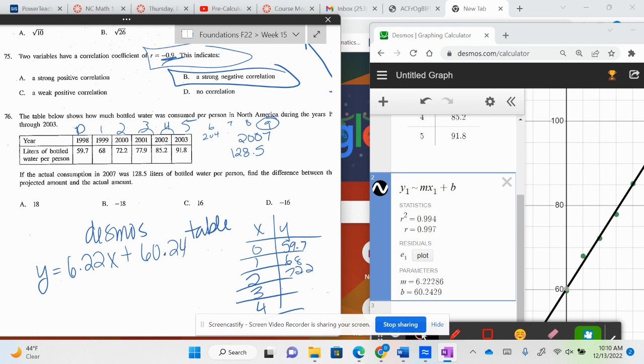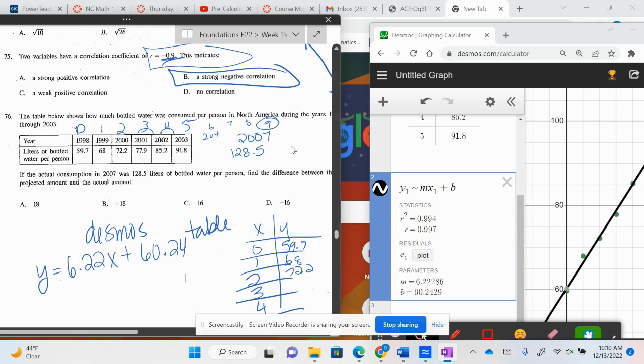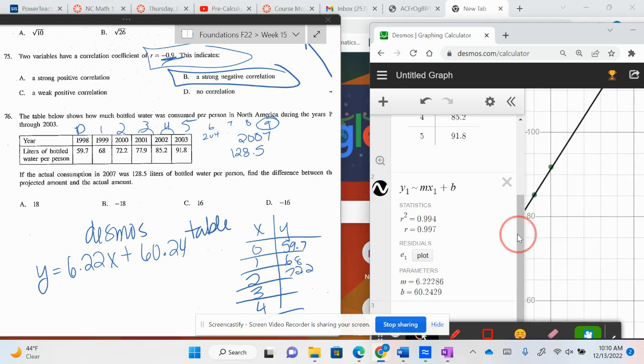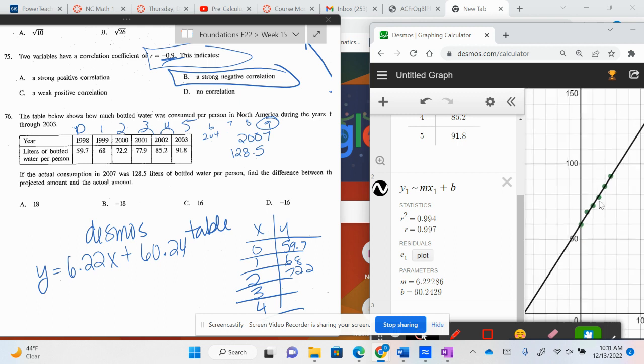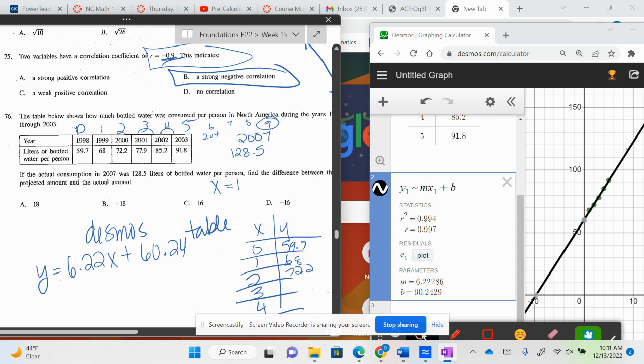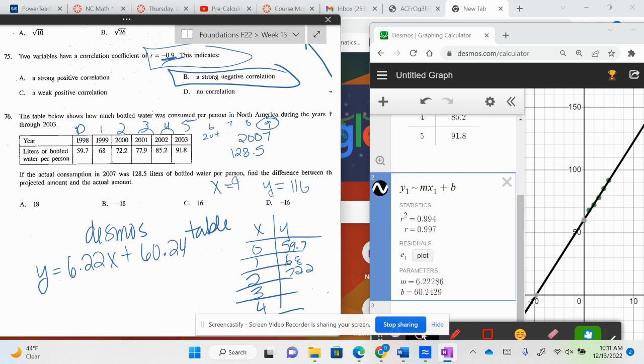So what happens in the year 2007? Well, 2007 is 9 years after 1998. I'm going to find 9 on my graph really fast. I'm going to find out what happens when x equals 9, and I'm going to follow that up to my predicted value. When x is 9, my predicted value is 116. So when x equals 9, my y value is 116.